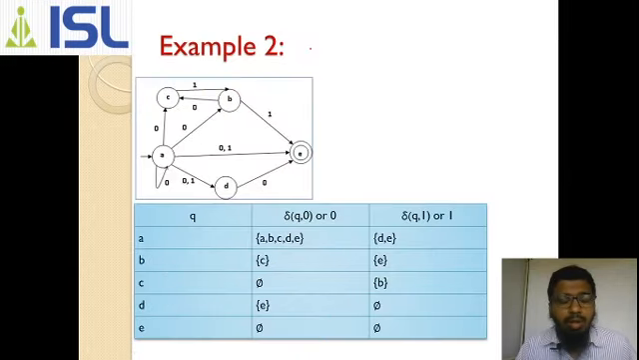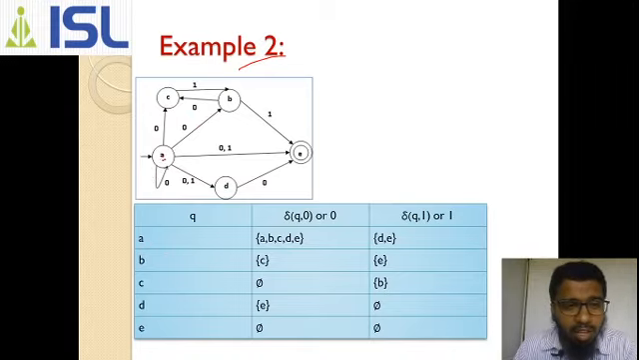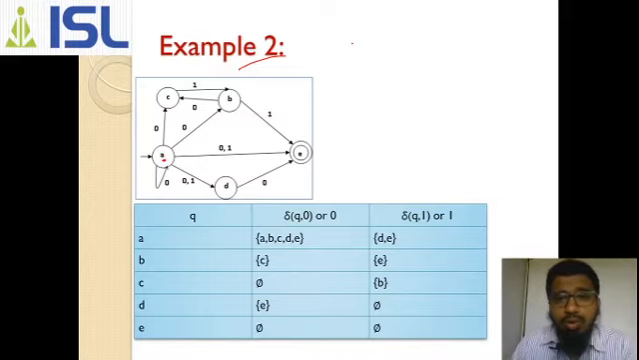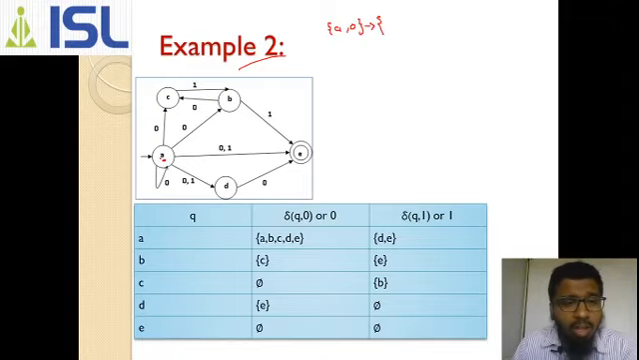Now we will take another example. And here the graph is there. Where is the A? A is here. From A, if the value is 0, from A comma 0, where is it going, just check it. From A it is going to A.